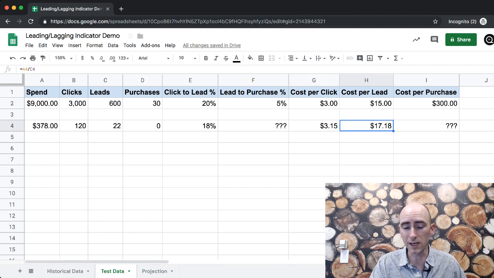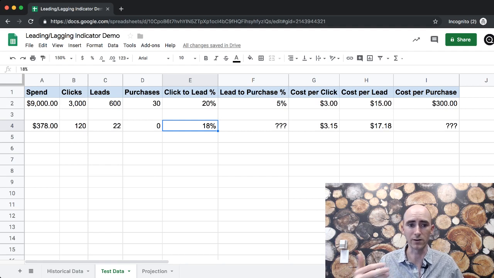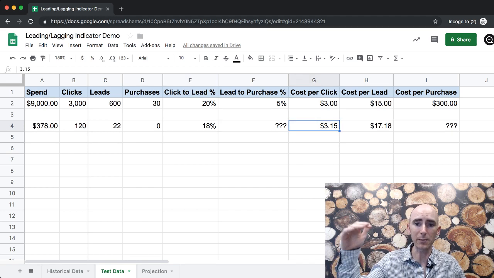And so we know our cost per lead, we know our cost per click, but because we haven't generated any purchases yet, where do we go from here? First off, that's not really statistically significant on purchases. We don't have any yet, so it's hard to say what the cost per purchase is. It can't be calculated. But we can tell that some of the leading indicators are not quite as good as we would hope. First of all, our click to lead percent is down. That is to say, for a given volume of clicks, a smaller proportion of them are actually turning into leads, which doesn't bode well. On top of that, we know that at the top of the funnel, our cost per click is a little bit higher than it was before as well.